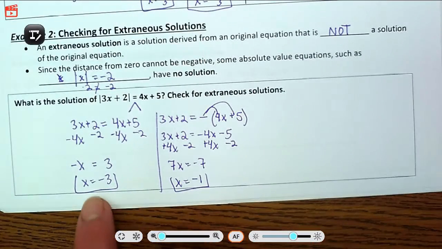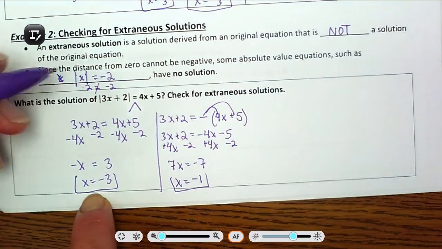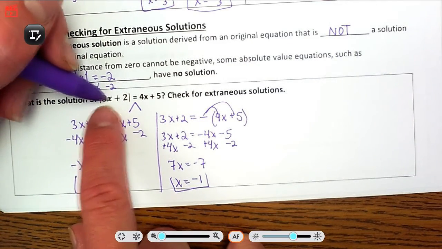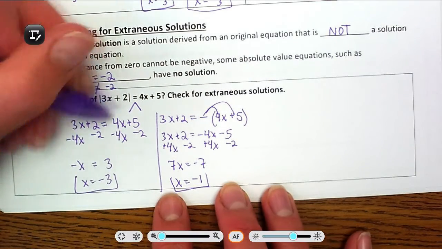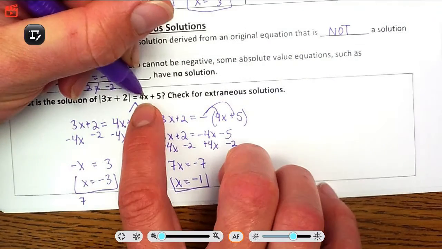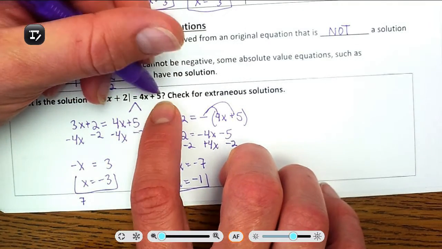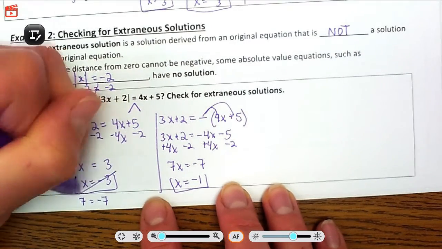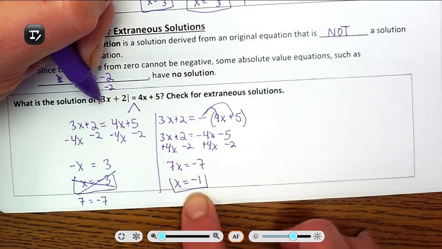All right, let's check negative 3. For negative 3, we're going to substitute it in. Negative 3 times 3 is negative 9, plus 2 is negative 7. Absolute value is 7. And then negative 3 times 4 is negative 12, plus 5 is negative 7. That does not work.